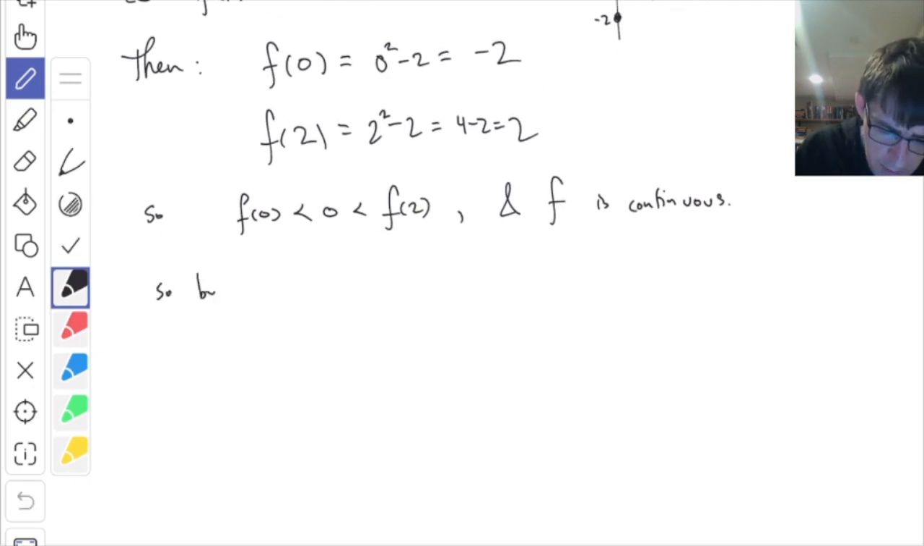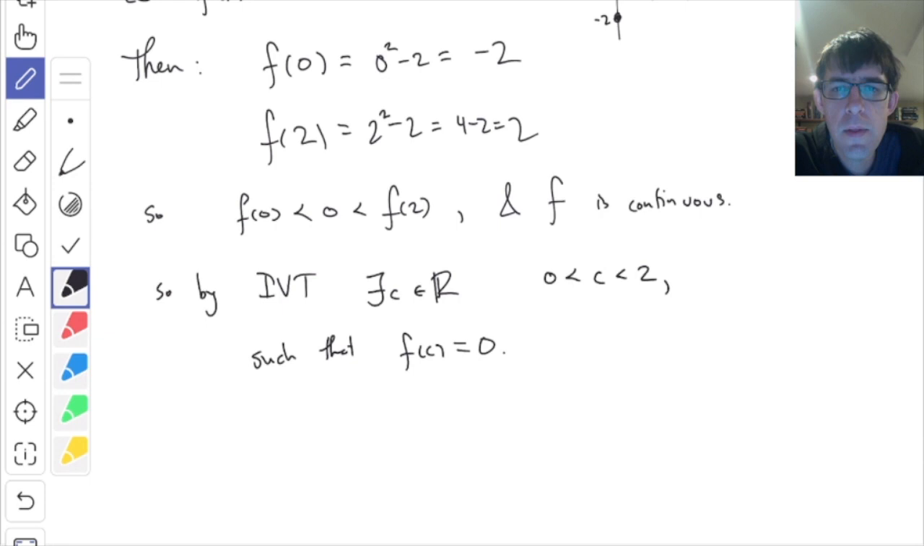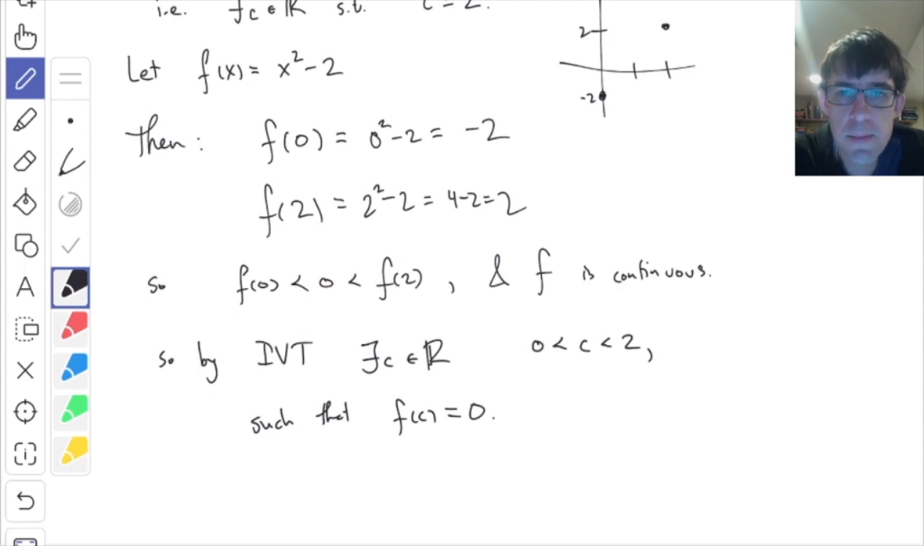So by the intermediate value theorem, the conclusion is there exists C in the real numbers, with C in between 0 and 2, such that f of C equals 0, right? The intermediate value theorem says if I have a negative somewhere and a positive somewhere else, then there must be one in between where it's 0. And on this picture, I know the graph of x squared minus 2 looks like a parabola, and the actual C in this picture is somewhere around there. It's not at 1. It's a little bit more than 1 if my picture is accurate.